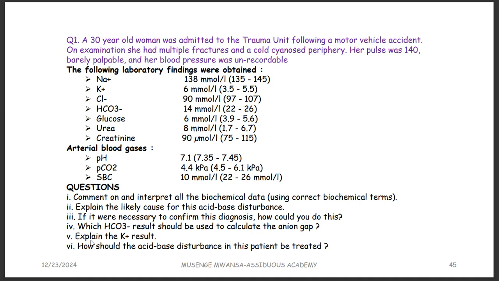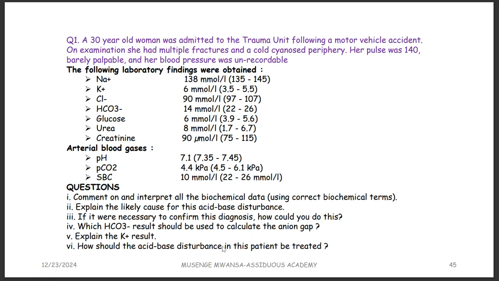And then number five, explain the potassium result. Why is potassium high? Anyone that can help there? So real quick, remember acidosis leads to hydrogen shifting into the cells, displacing potassium from the cells. And that is what causes potassium to go into blood and then it is high.